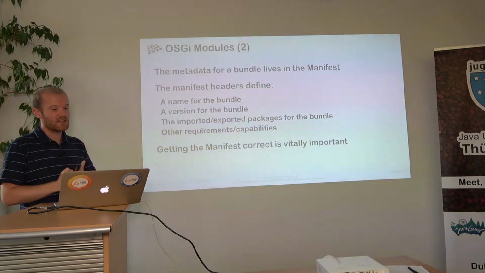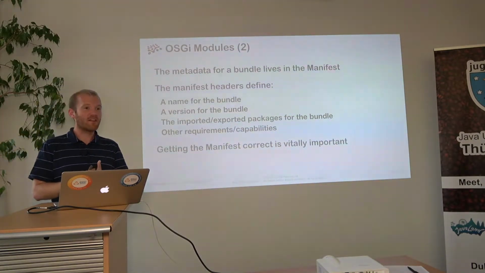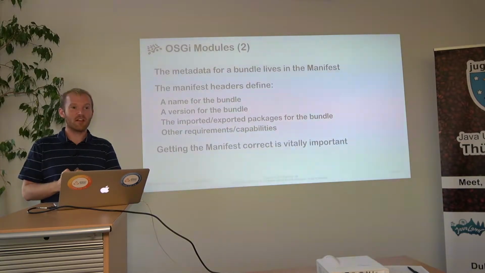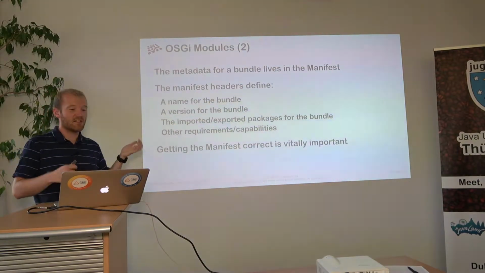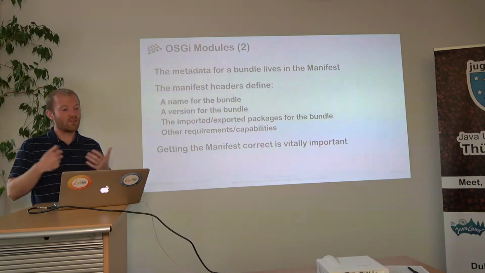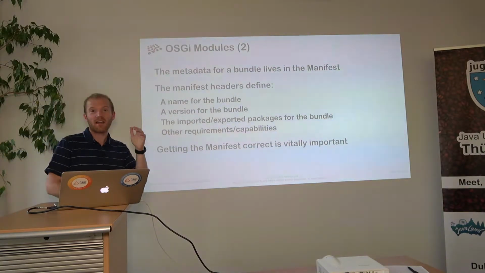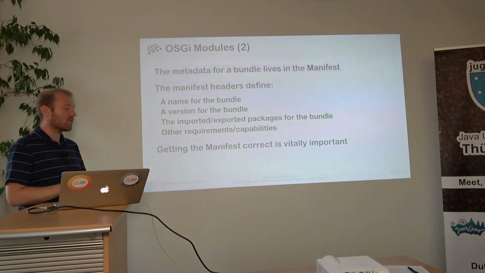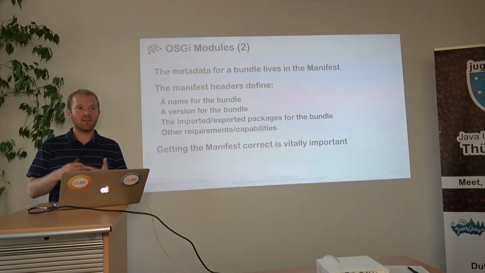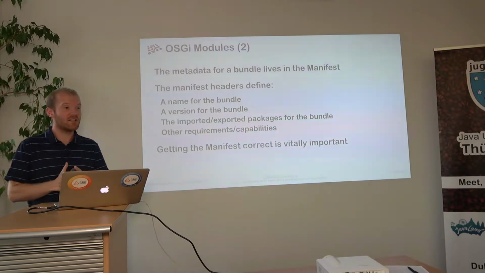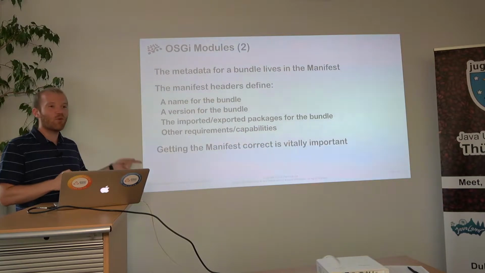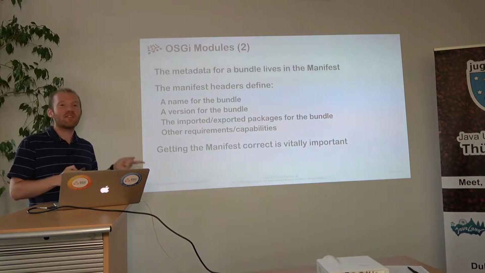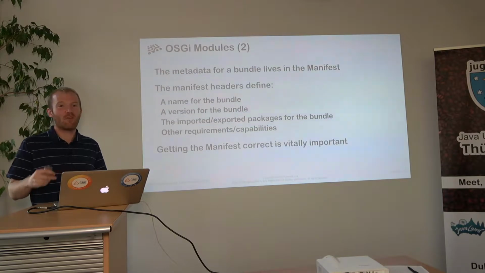Now, all the metadata for this lives in the manifest. So the manifest of a jar file is something that you don't often touch if you're writing normal Java. You end up with quite a lot of information in there if you're working with OSGi, because these manifest headers define things like what the name of the bundle is, what the version of the bundle is, all of those package imports and exports that I was just talking about. And actually, since the addition of the generic requirements and capabilities to OSGi, there's a whole host of other stuff in there as well. And it is really important that this stuff is right. If you get this wrong, then things go very badly wrong very quickly.